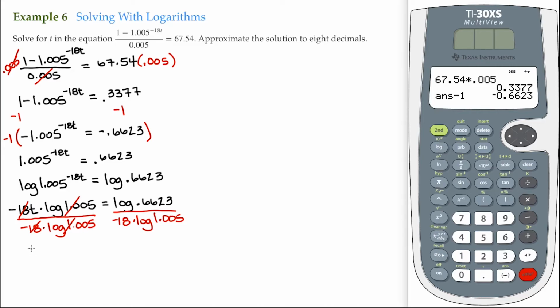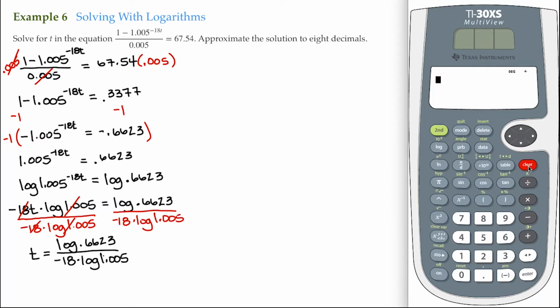So I have t is equal to the log of 0.6623 over negative 18 times the log of 1.005. So now back to our calculator. Keep in mind that when I enter this in my calculator, I want to enter it properly so that the top part, the numerator, is separated from the bottom part, the denominator.